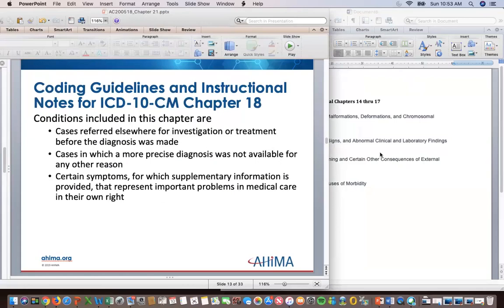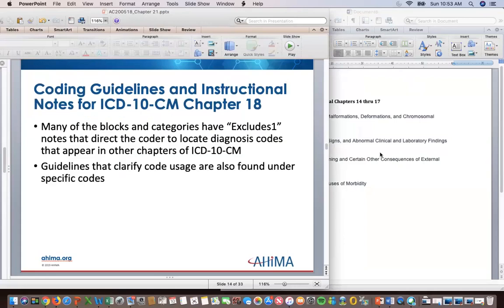Some of the other notes in the chapter are cases referred elsewhere for investigation or treatment before diagnosis was made, cases in which diagnosis was not available for any reason, and supplemental information that represents important problems in medical care in their own right. Many of the blocks and categories within this chapter have Excludes notes, and you know what Excludes notes are. If you don't, remember to go back to the beginning of your coding manual and go through the conventions and the format of the book.